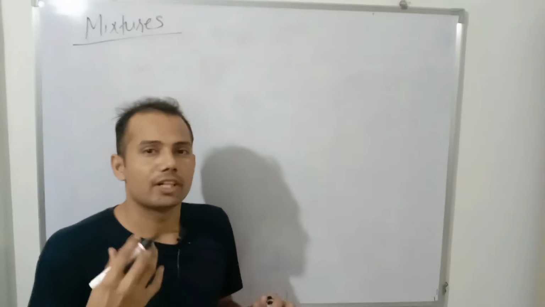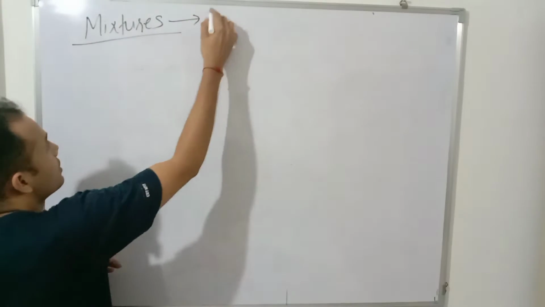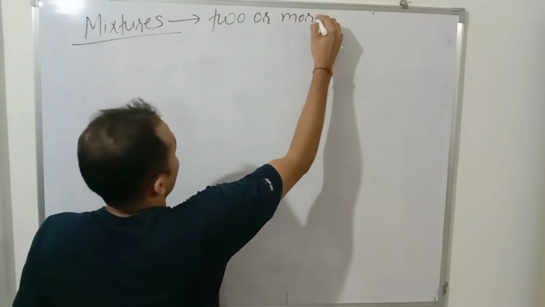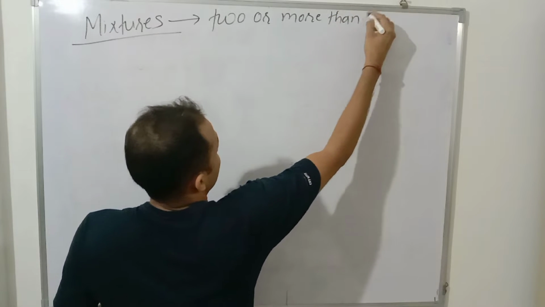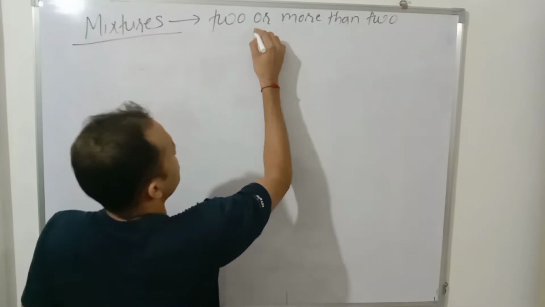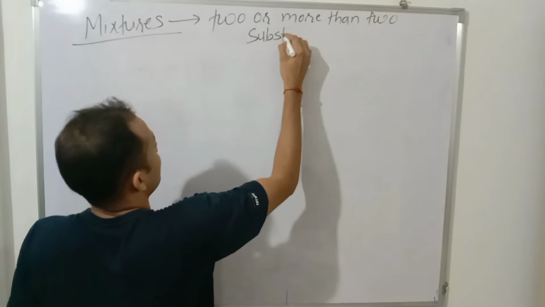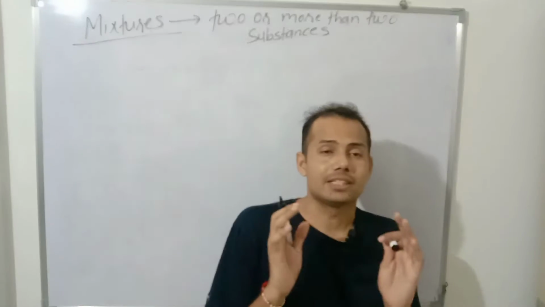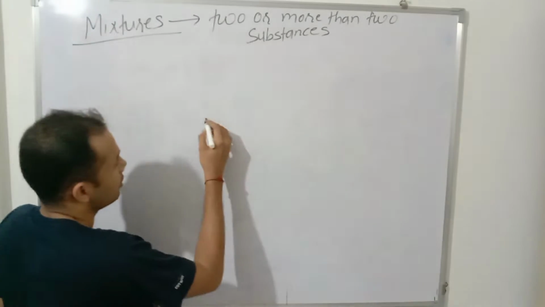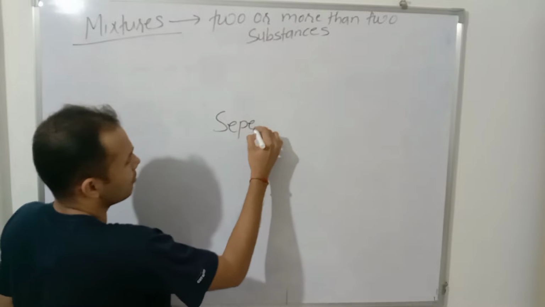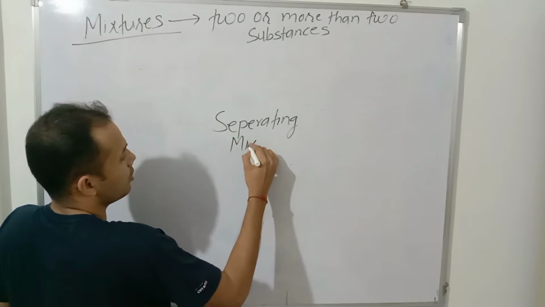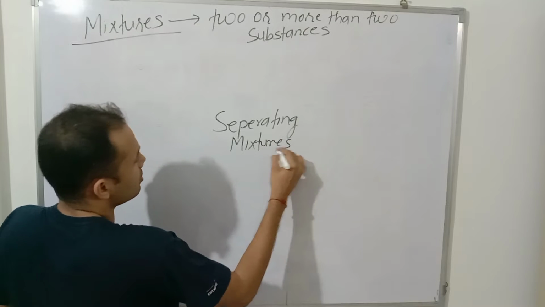Mixtures contain two or more substances. There is a need to separate these mixtures. So how to separate them? Let us discuss in this video. The topic is separating mixtures which contain two or more substances.